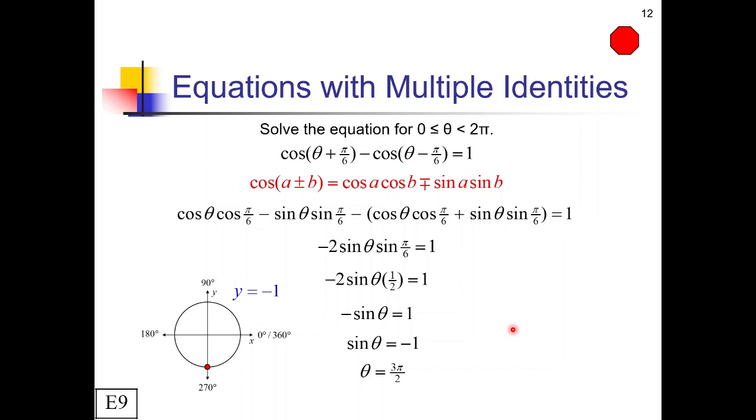And with this problem, we are concluding our lesson here. We've learned about sum and difference identities. We've learned about solving trigonometric equations. And we've learned that, hey, we can put two things together and still come out on top.